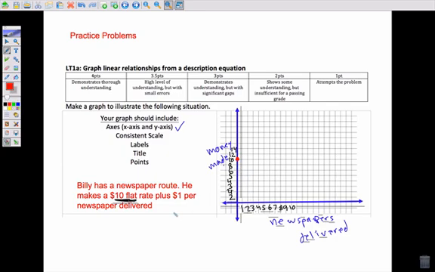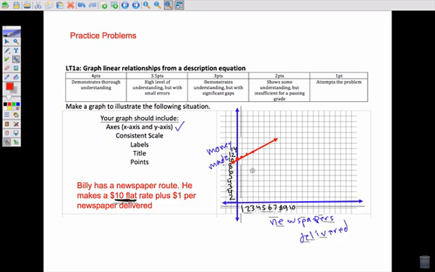Then each newspaper that he delivers, he gets $1. So if he delivers 1 newspaper, it'll go up $1. So I'll put it right in between 10 and 12, so it's at 11. 2 newspapers, he makes $2, so it'll be up here at 12. If he delivers 3 newspapers, gets $3 extra plus that original 10. And then the last thing that you have to do is connect these with a line.